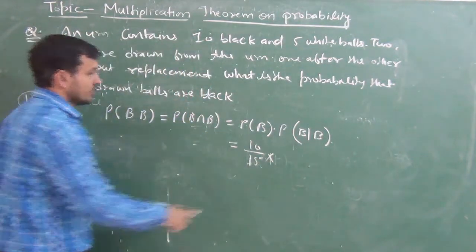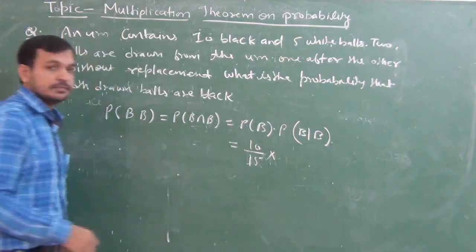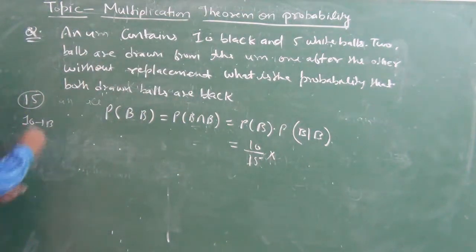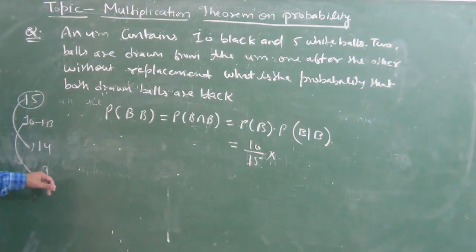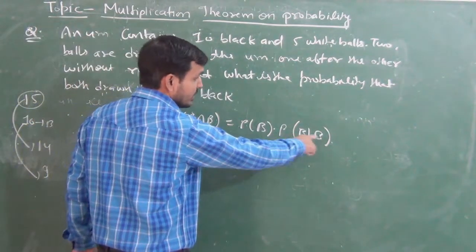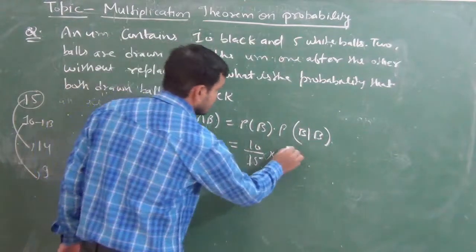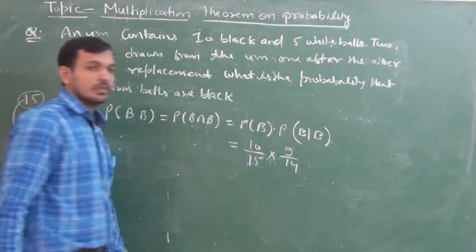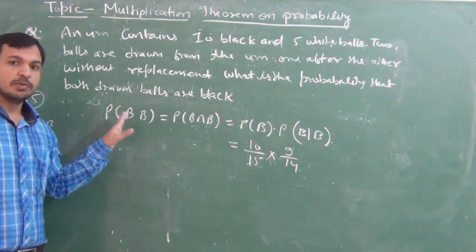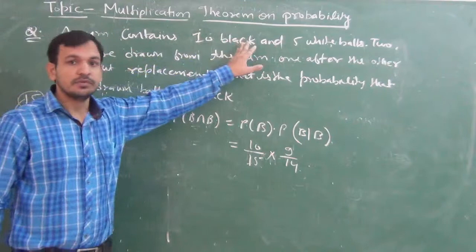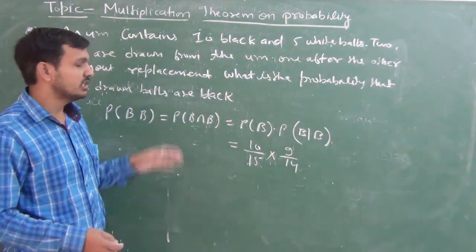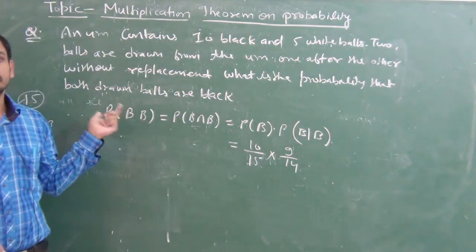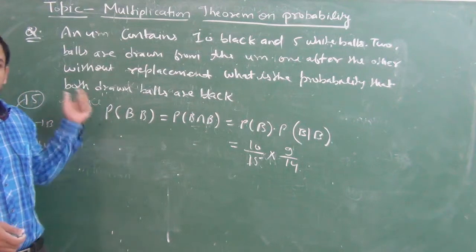Now since we are taking out the balls without replacement, after taking out one ball, we have 14 balls, and after taking out one black ball, we have only 9 black balls. So the probability of getting the second ball as black ball when the first ball is black is 9 by 14. So this is the probability of getting 2 black balls out of the 15 balls, in which 10 are black balls and 5 are white balls. Clear? So in this way you can use the multiplication theorem or multiplication rule to find the relative probabilities.